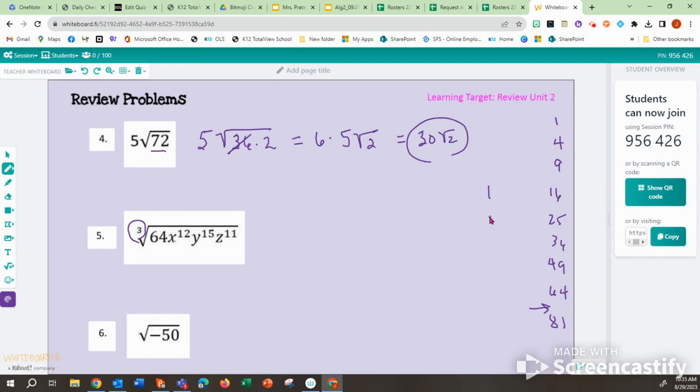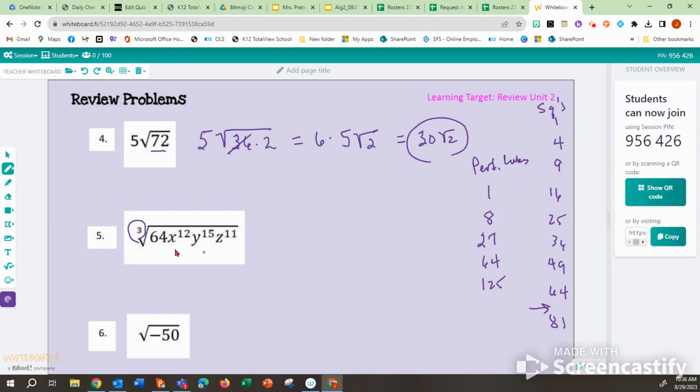So I'm thinking about perfect cubes. I'm thinking about 1. 1 times 1 times 1 is 1. 2 times 2 times 2 is 8. 3 times 3 times 3 is 27. 4 times 4 times 4 is 64. 5 times 5 times 5 is 125. So you've got to force yourself not to be thinking about perfect squares. They're over here. Here are your perfect squares. Here are your perfect cubes.